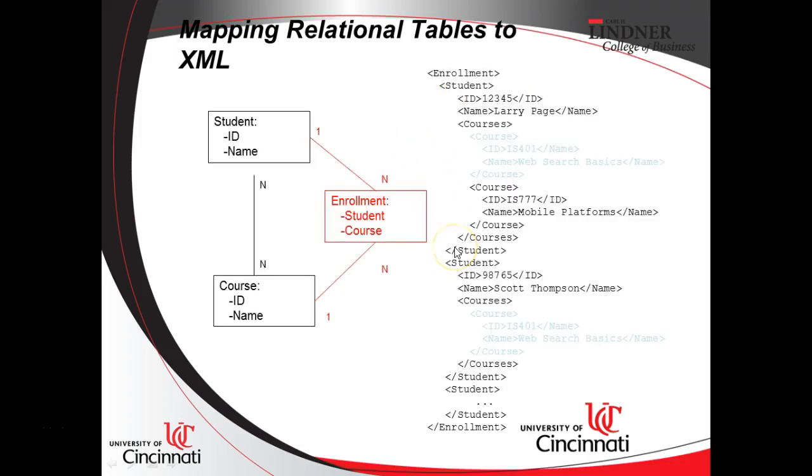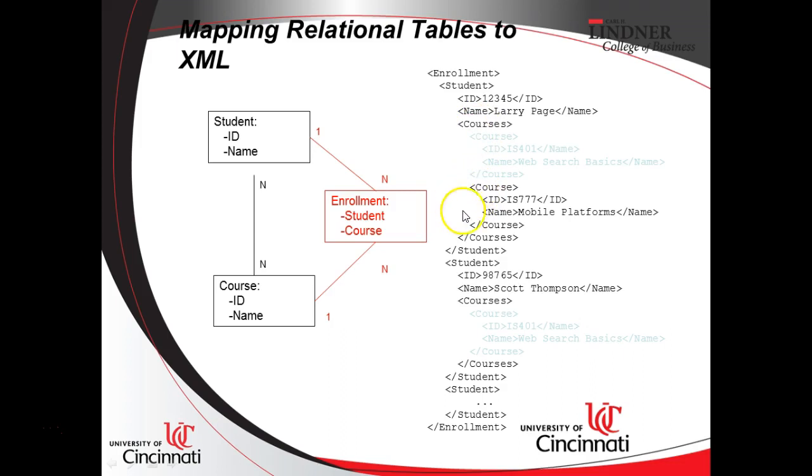Now, it does get a little trickier when we have a many-to-many table, for example, student and course. So one student can take multiple courses, and a course will likely have multiple students. So for this, what we'll have is our root element of enrollment. There again, you see the root element. It starts and it closes the document. Within that, we have student, okay? And we have a student ID, and we have a name.